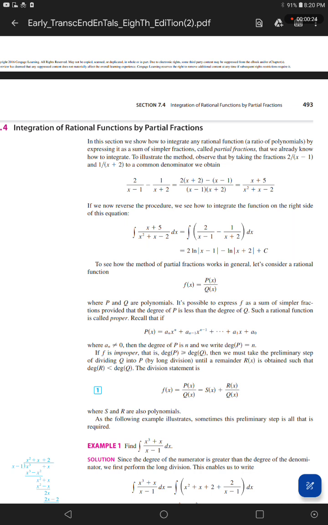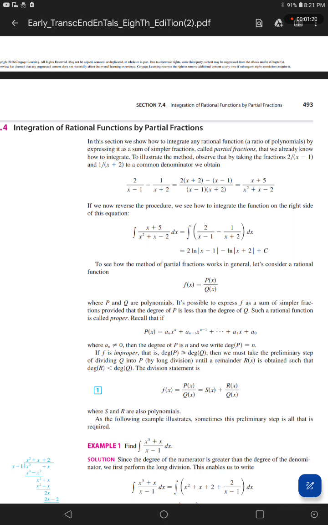To illustrate the method, observe that by taking the fractions 2 over (x minus 1) and 1 over (x plus 2) to a common denominator, we obtain 2 over (x minus 1) minus 1 over (x plus 2) equals [2(x plus 2) minus (x minus 1)] over [(x minus 1)(x plus 2)] equals (x plus 5) over (x squared plus x minus 2).